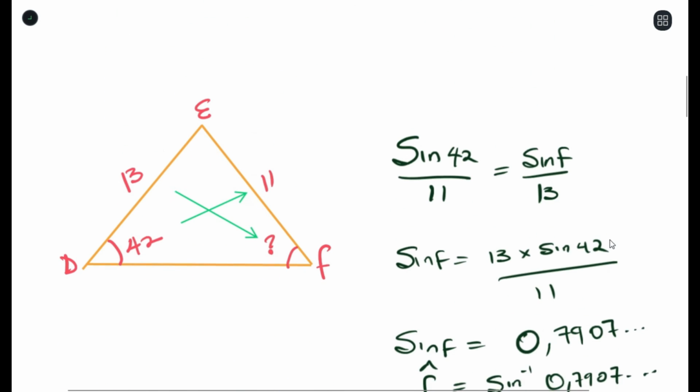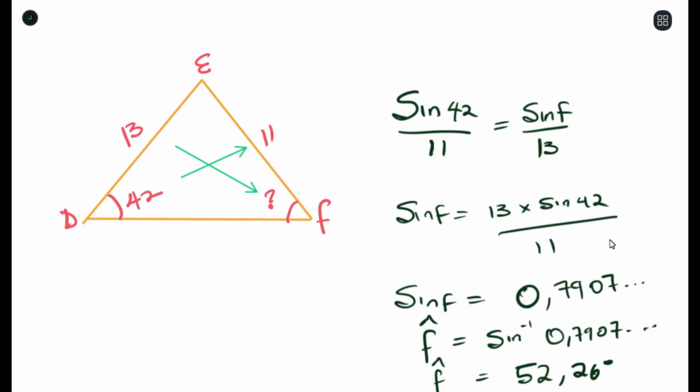The two ways in which we talked about to solve using sine rule: the first one is having two angles and a side, and the second one is having two sides and an angle, where the angle and one of the sides has to be opposite to each other.